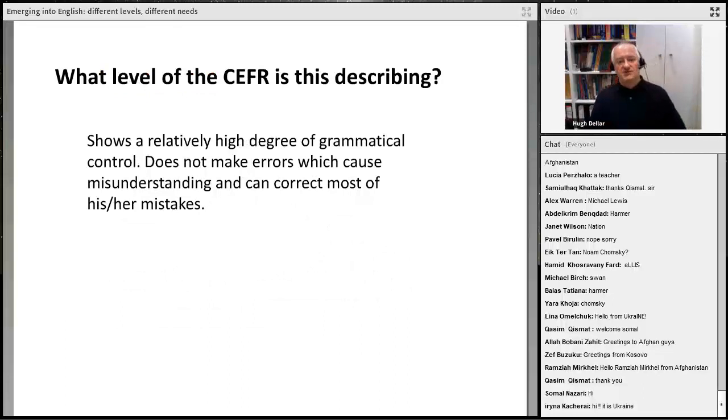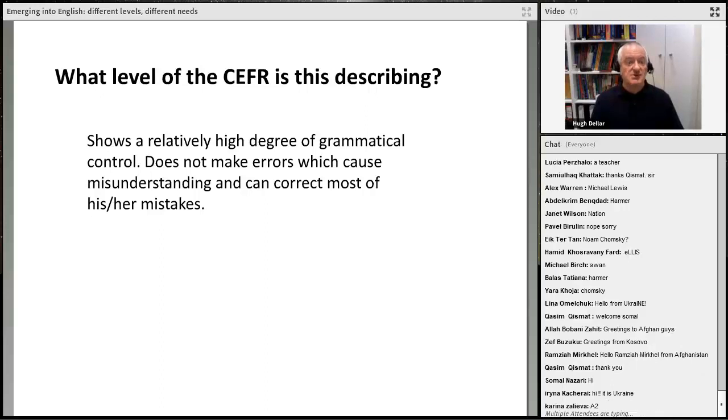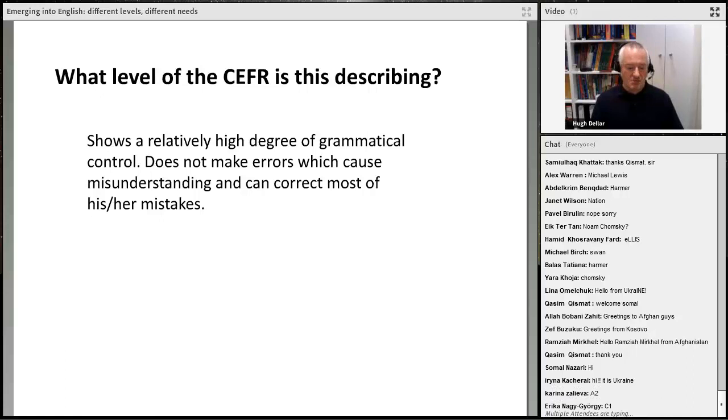One more quick question for you. What level from the CEFR do you think this is describing? Students can show a relatively high degree of grammatical control, don't make errors which cause misunderstanding, and can correct most of their mistakes. What level do you think that is?